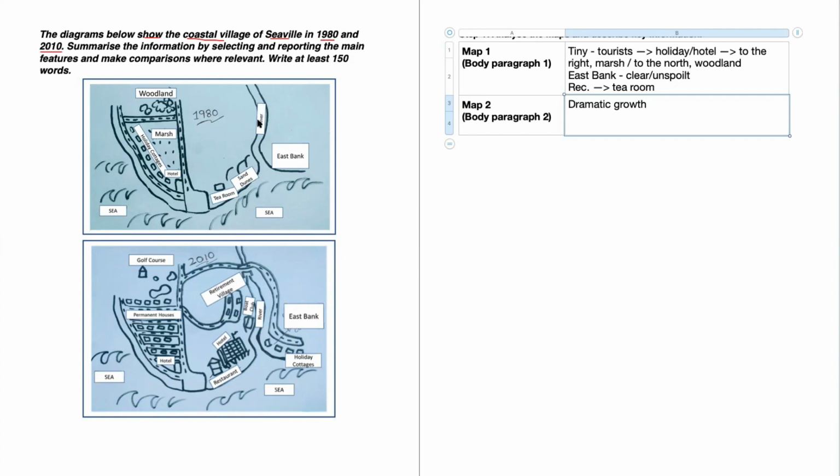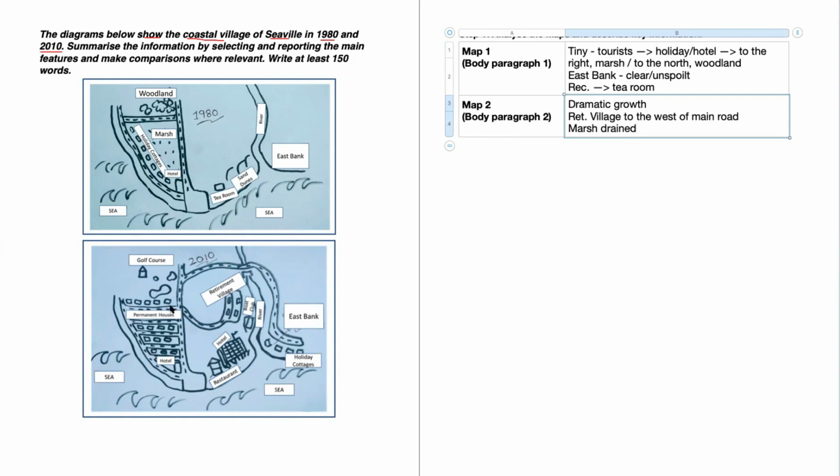As we see here, there was just a river. So now we have this main road. So I'm going to say there is a retirement village to the west of the main road. And then notice how we don't have a marsh in 2010. So it looks like the marsh has been drained. Okay, I think that's a good verb to describe a marsh, a wet area.